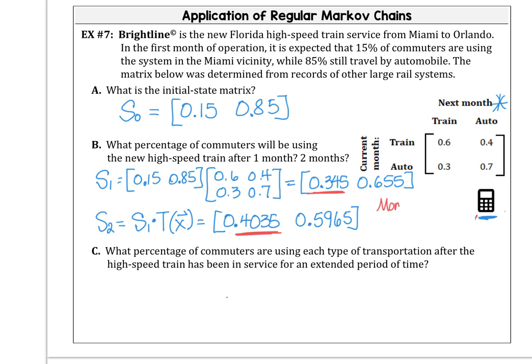So this is the first month. Month 1 is 34.5%, and month 2 is 40.35%.